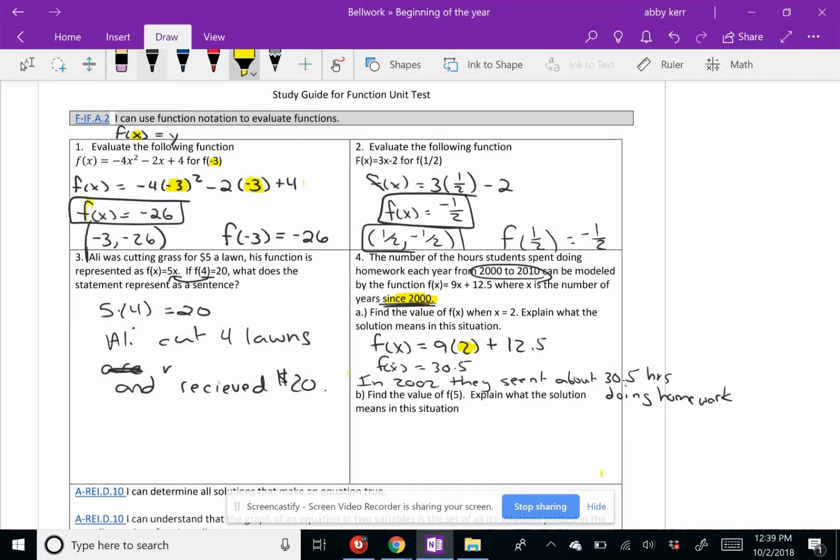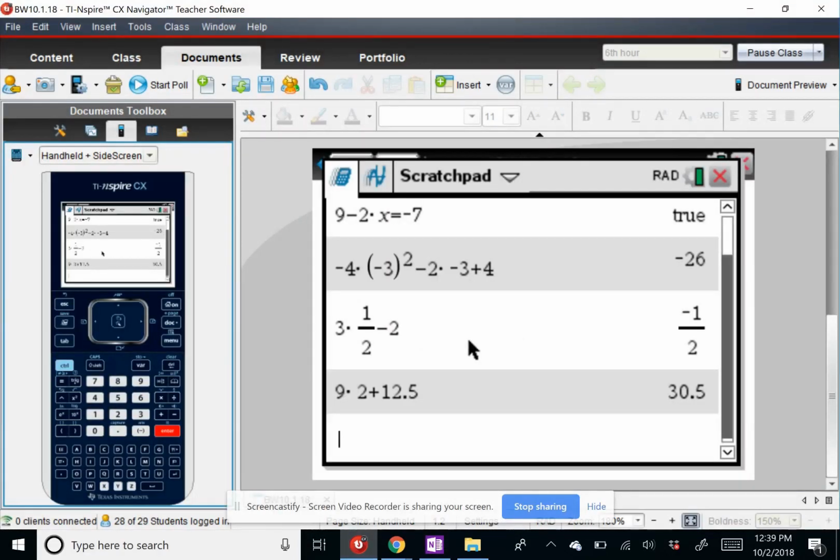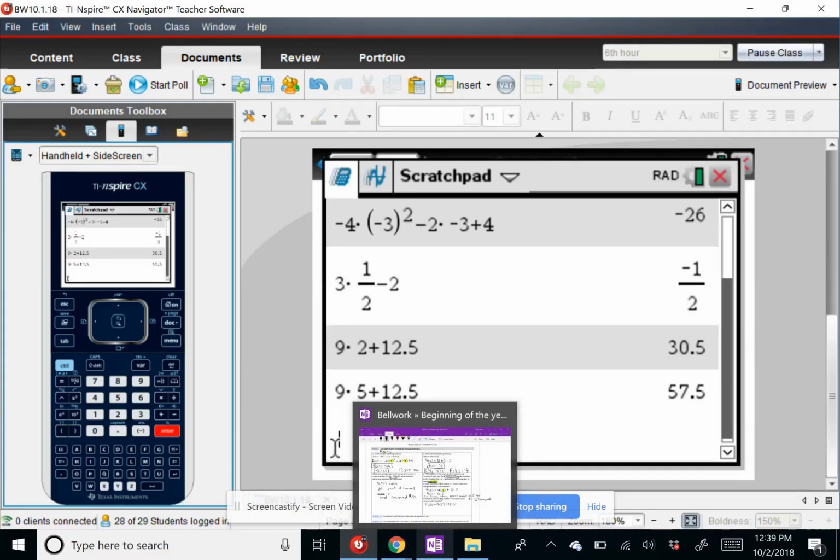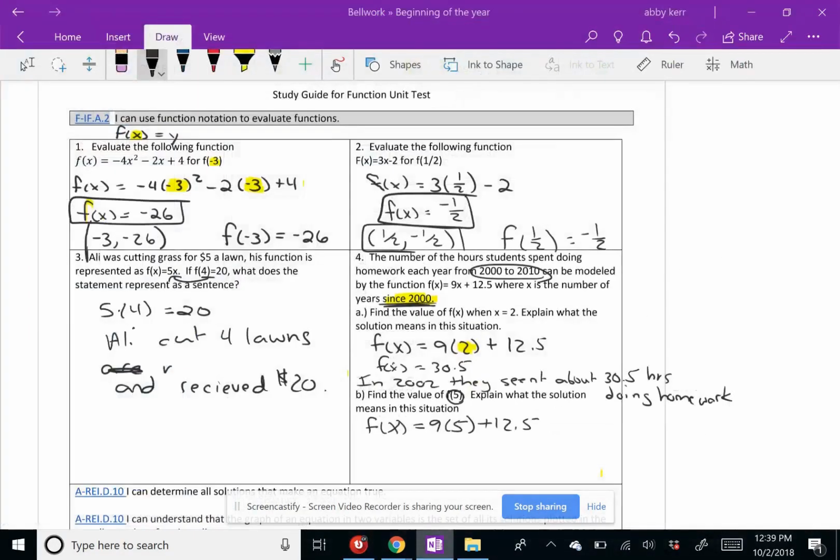Now you do the same thing for part B, but instead of 2, we're going to calculate with the number 5. So I'm just going to copy my equation, and instead of 9 times 2, it's going to be 9 times 5. So then 57.5. So since it's 5 years since 2000, we can say 2005.